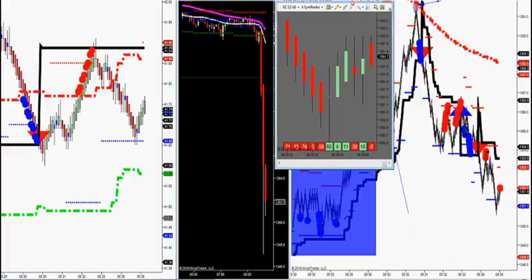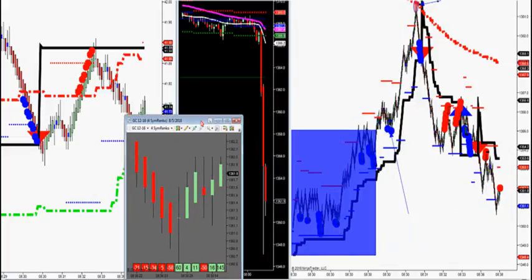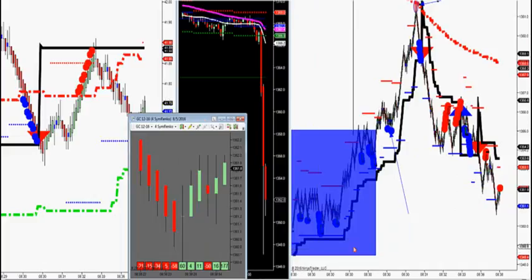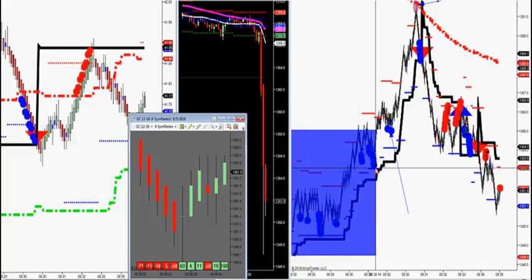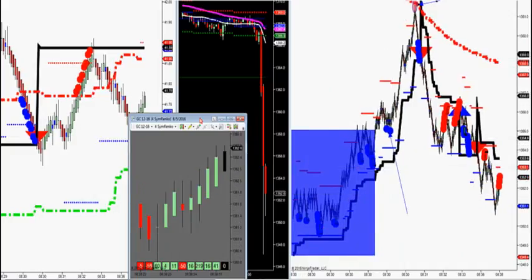So the trick is with news events, I don't like to play these first 20 seconds. Don't look at the Fibonacci dots of the first 20 seconds. They're going to be choppy. Chop, chop, chop, chop, chop, chop. Then she's going to find a push.